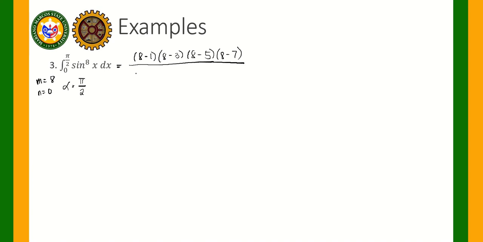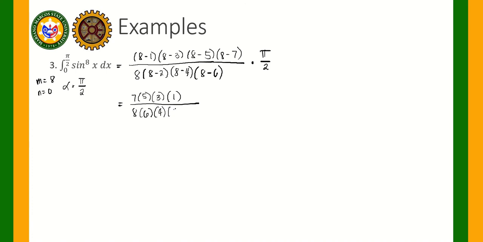Now, for our denominator, si m lang. So, m natin is 8 multiplied by 8 minus 2, 8 minus 4, and then 8 minus 6. So, we stop there. Kasi pag 8 minus 8 na, that will be equal to 0. And then, we multiply it with alpha, which is equal to pi over 2. So we simplify this one. This is equal to 7 times 5 times 3 times 1 multiplied by 8 times 6 times 4 times 2. Of course, multiplied by pi over 2.